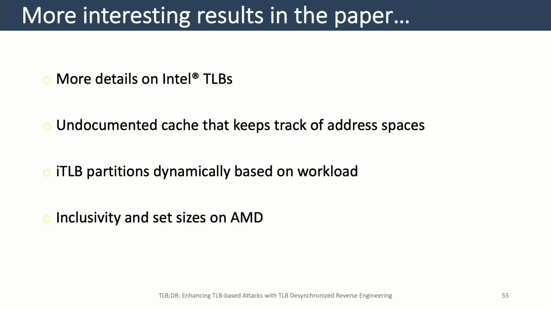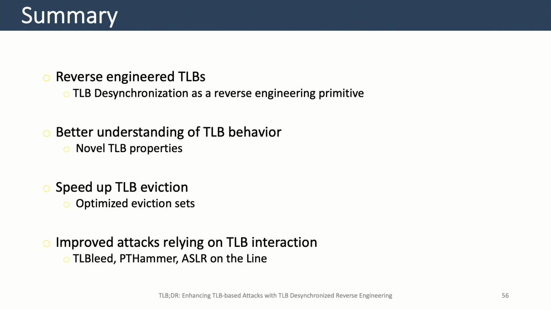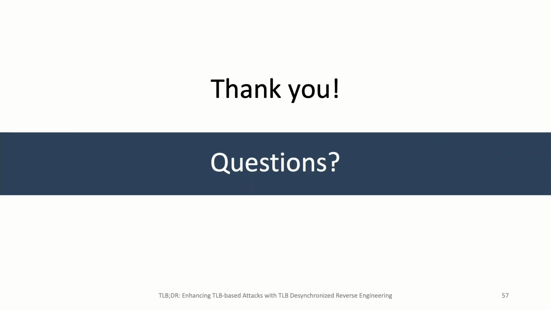So there were more interesting results, such as an undocumented cache that keeps track of address spaces, but I could not discuss this because of time limitations, but please take a look at the paper. So as a summary, we reverse engineered TLBs, which led us to have a better understanding of TLB behavior, and this allows us to speed up TLB eviction, improving several TLB-based attacks such as TLB, PT hammer, and ASLR on the line. Thank you very much.